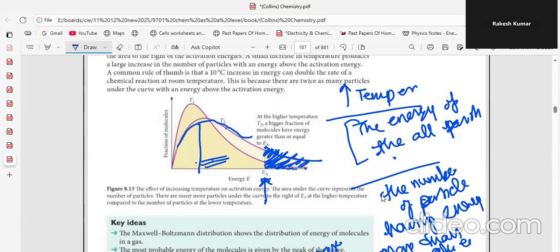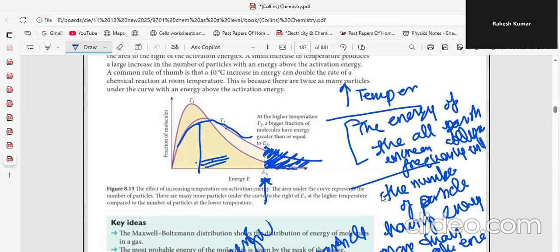Acha, the energy of all the particles increases and the collisions will increase. You say collision frequency will increase. But now, because the number of particles with energy more than the activation energy are the important ones, more particles will have successful collisions, which will result in product formation. And that's why the rate of reaction increases.